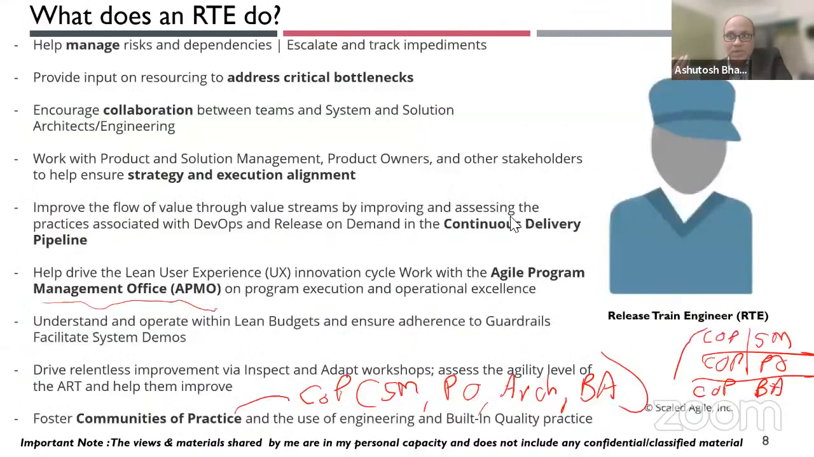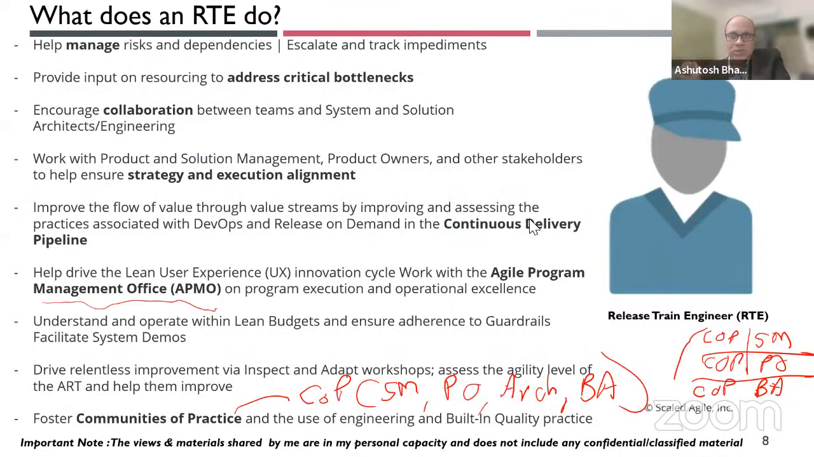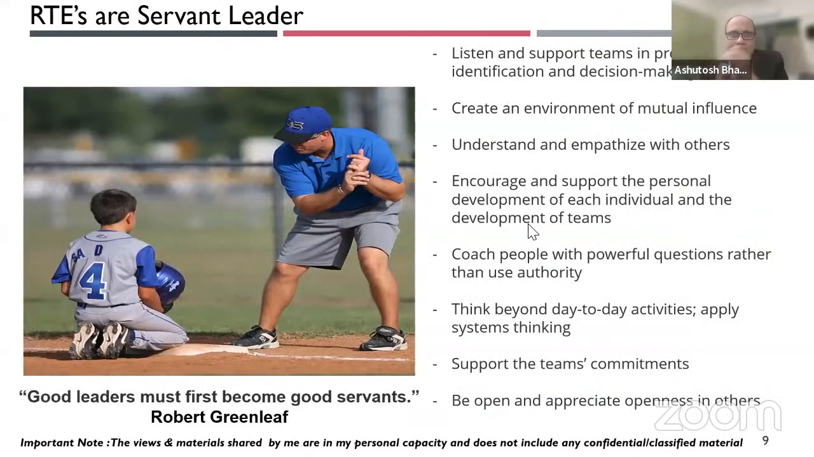Apart from the things we saw earlier, those were more SAFe-specific responsibilities. But at the core, the core personality of a servant leader is someone who's empathetic, someone who is caring for the team, someone who is protecting the team. That's the servant leadership attribute, what we call it, right? And that is what we all have to imbibe.